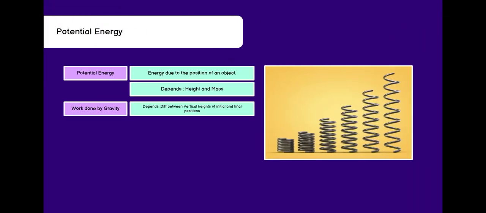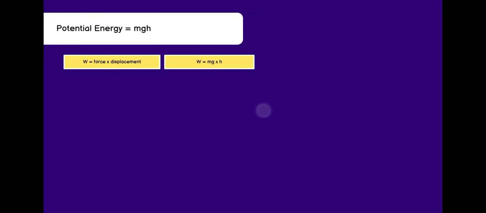Coming to potential energy. Potential energy is the energy due to the position of an object. It depends on height and mass. Work done by gravity depends on the difference between vertical heights and the final position. So let's see what it means. So first let's derive the equation for potential energy.